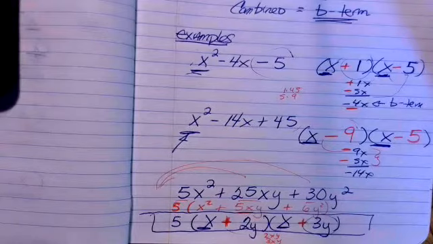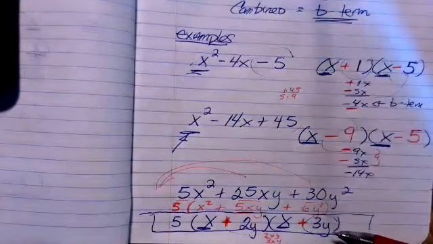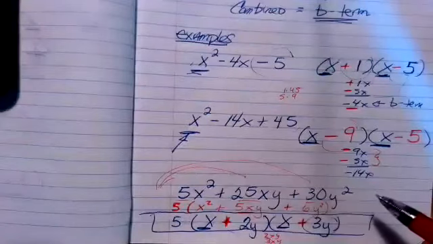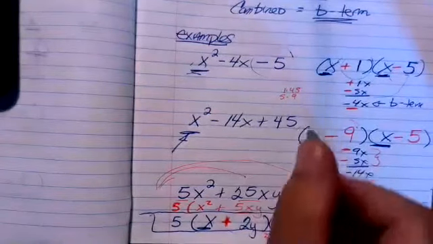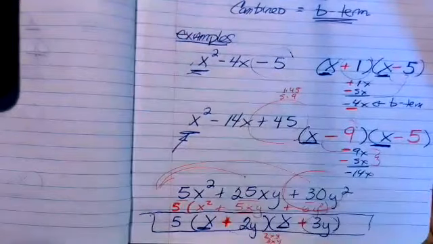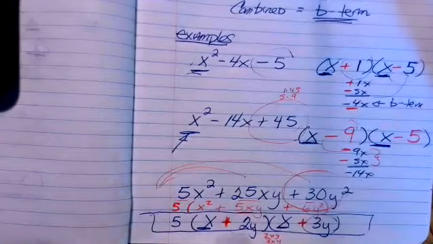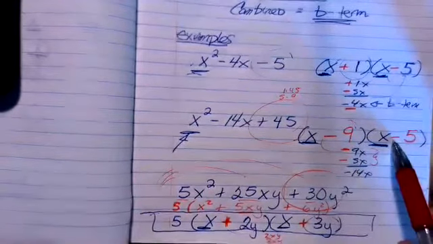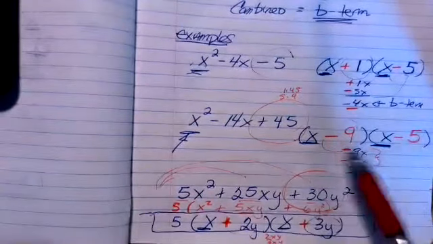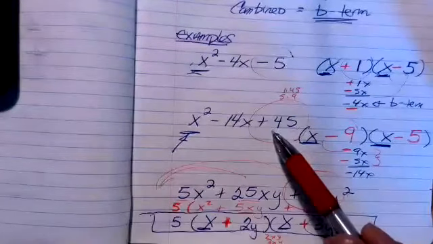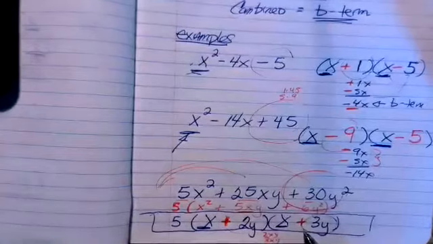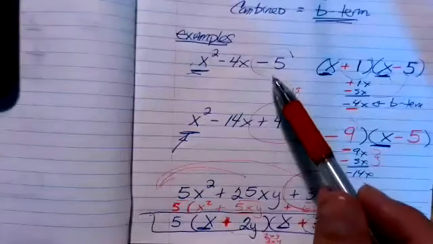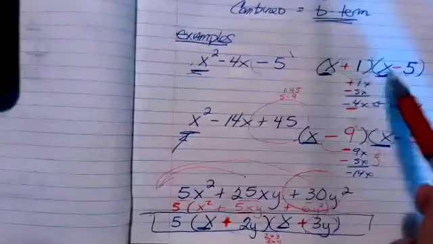Another thing I want to note with these 3 examples that we could pull away from is that anytime the C term is positive, the signs will always be the same because they have to multiply to a positive value, right? Here they're both negatives, here they're both positives. If your C term is negative, the signs will be different.